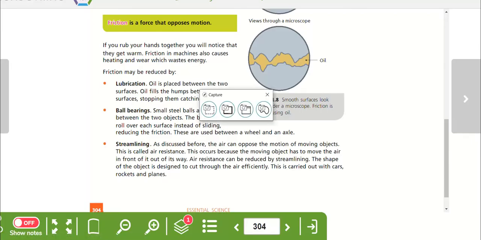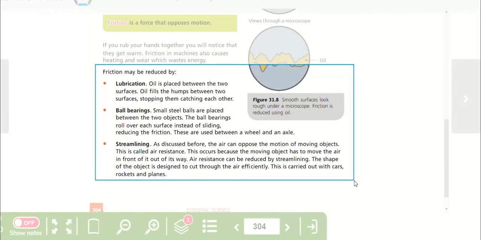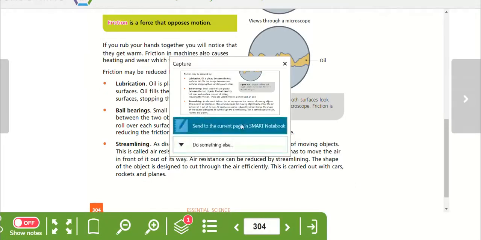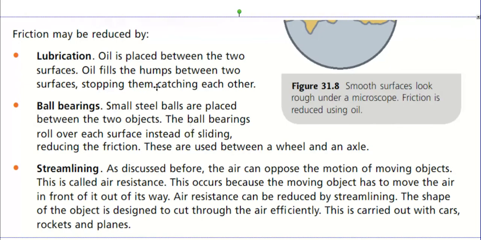Friction may be reduced by the following. You can have lubrication. The oil is placed between two surfaces. The oil fills the humps between two surfaces, stopping them catching on each other. Ball bearings. Two small steel balls are placed between two small objects. The ball bearings roll over each other instead of sliding, which reduces the friction.